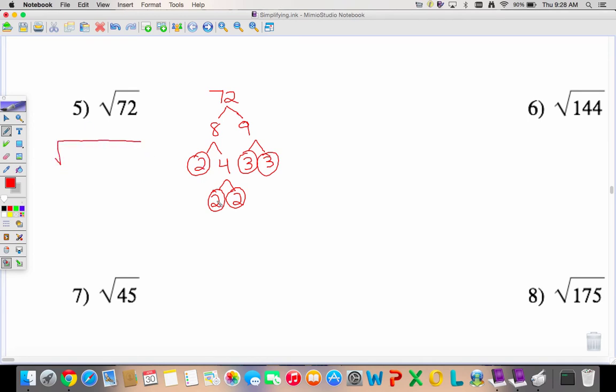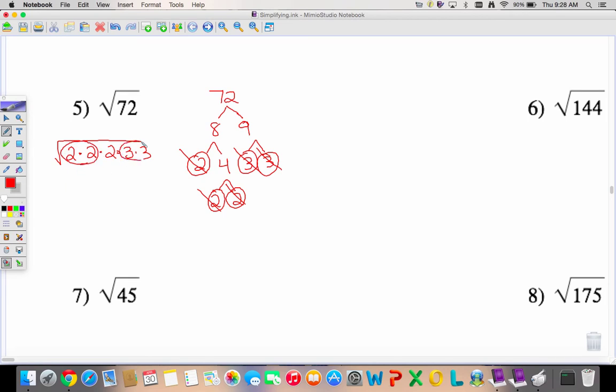So we're going to do our square root sign. I have 1, 2, 3 2's. So 2 times 2 times 2. Cross those out to show that I have those written down. And then I have 2 3's. So 3 and 3. Cross those out.